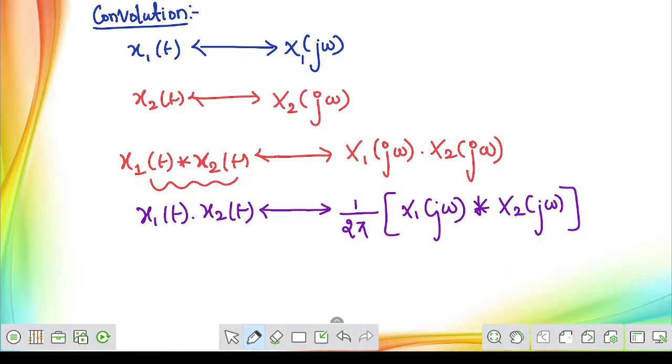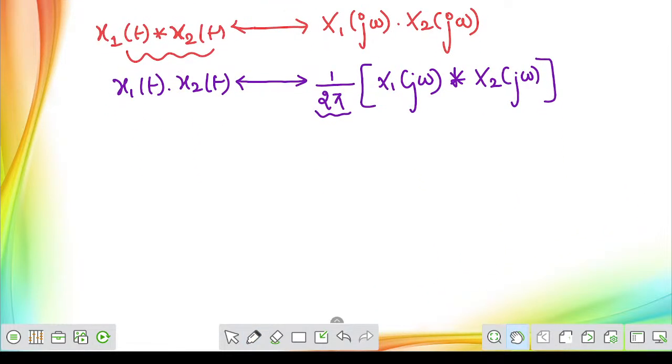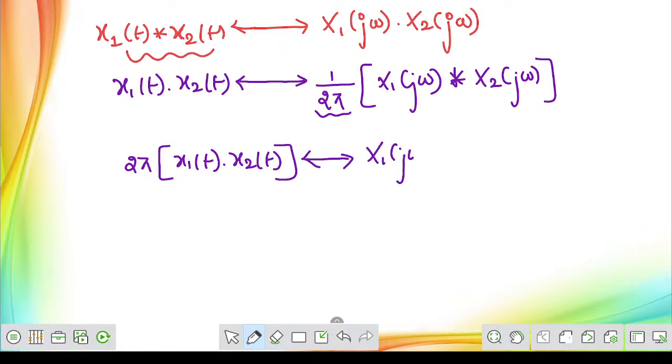Sir, in the examination, most of the time they will miss this factor 2 pi. They will not mention this. What do you have to do? Suppose this 2 pi factor is missing in frequency domain, then your answer can be written like this. In time domain, you should write 2 pi into x1 of t in multiplication with x2 of t. So its corresponding Fourier transform can be written as convolution, x1 of j omega involved in convolution with x2 of j omega.